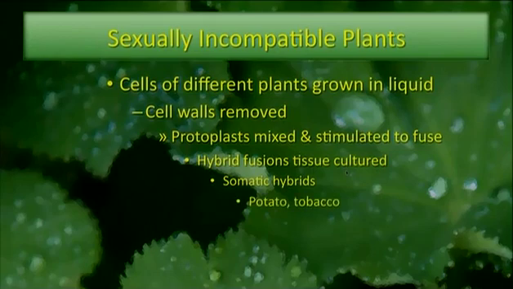So potato and tobacco, you saw a little earlier. There's also this protoplast fusion that they've done with haploid clementines and diploid mandarin oranges. So that resulted in seedless and easy to peel oranges. Okay, so they've done that with citrus too.